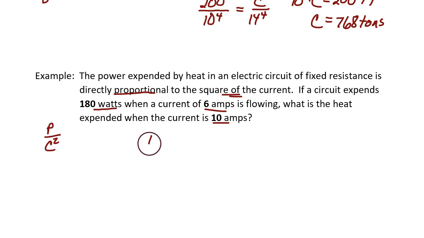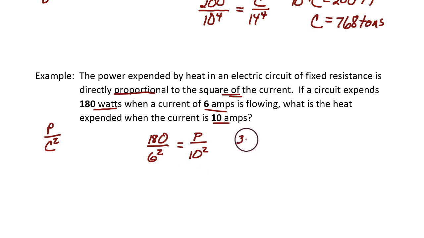One of the sentences said we have 180 watts of heat when the current is 6 amps. Then say equal and create another ratio. It asks us what is the heat when the current is 10 amps. We can solve this using cross multiply.